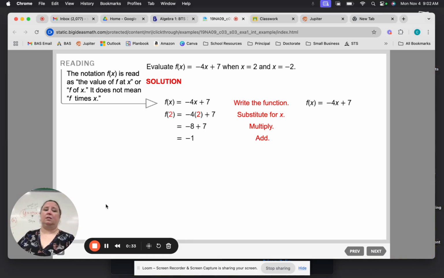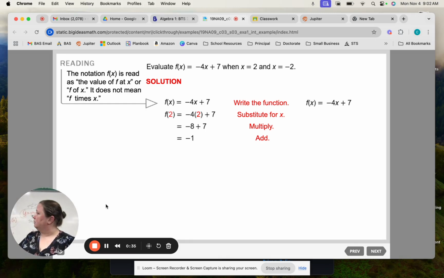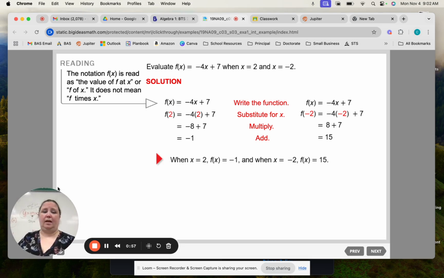So then f of x equals negative 1. But we also have to solve the other side. So for solving for 2, now we're going to solve for negative 2. So you plug in negative 2. What's negative 4 times negative 2? Positive 8. Positive 8 plus 7 is? 15. Very good. So when x equals 2, the function of x is negative 1. And when x equals negative 2, the function of x is 15.